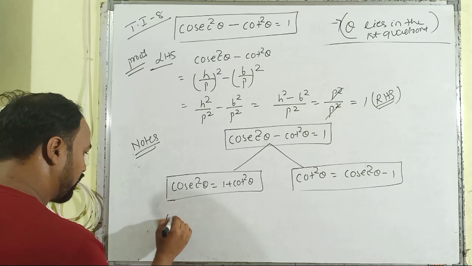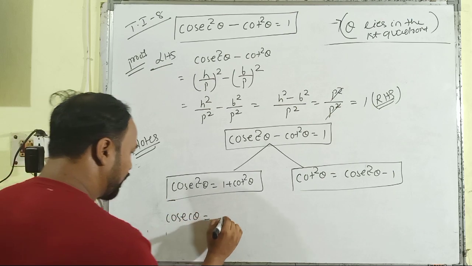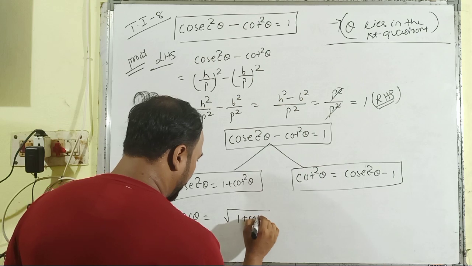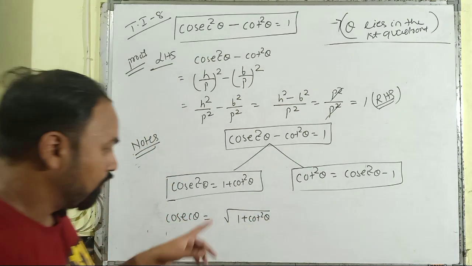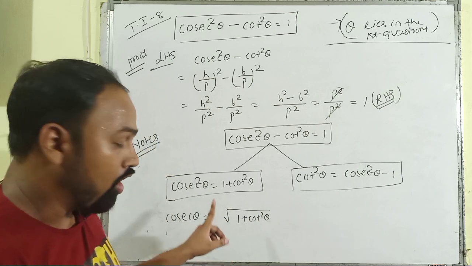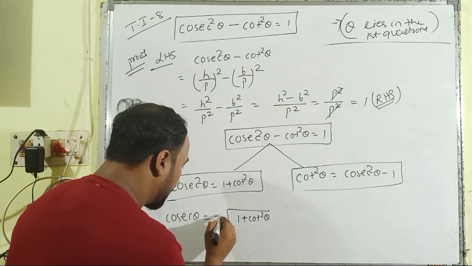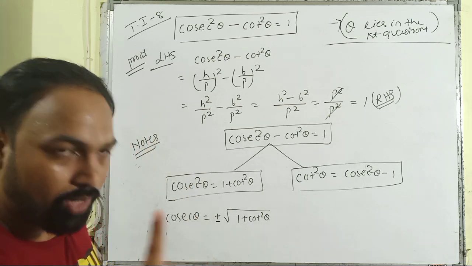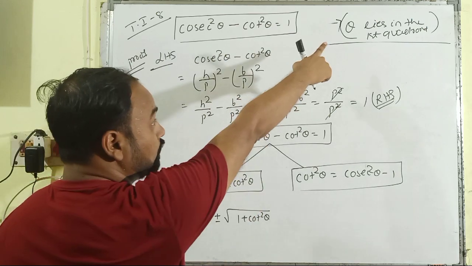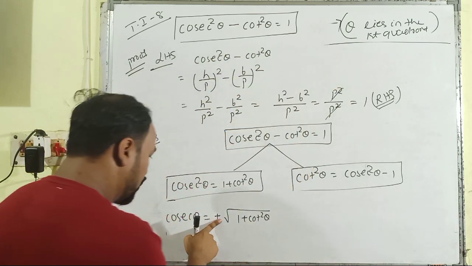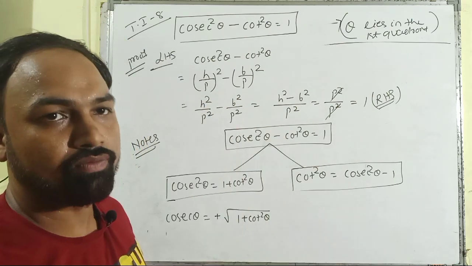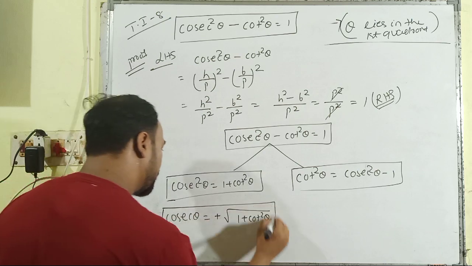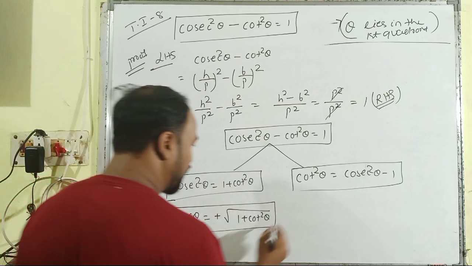Now the value of cosec theta will be the square root of 1 plus cot square theta. Again, I am repeating that we just give the positive and negative sign before the square root sign. But as theta lies in the first quadrant, cosec theta is positive, because all trigonometric functions are positive. For this reason, we have given the positive sign here.